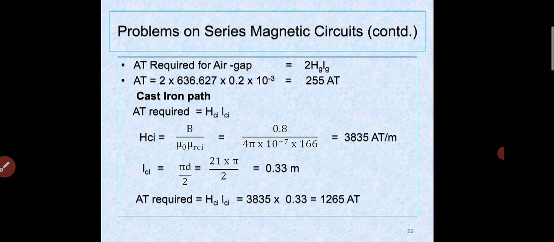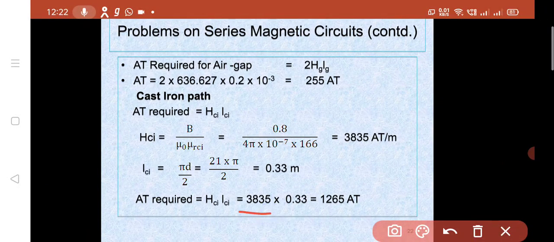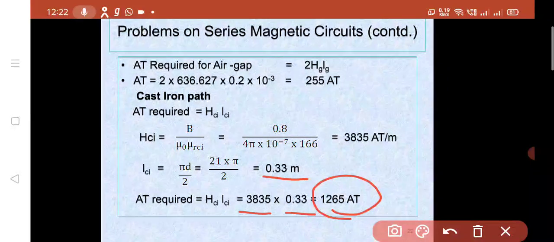And ampere turns required is HCI into LCI. HCI value is 3835 into the LCI value, 0.33. So the total is 1265 ampere turns.